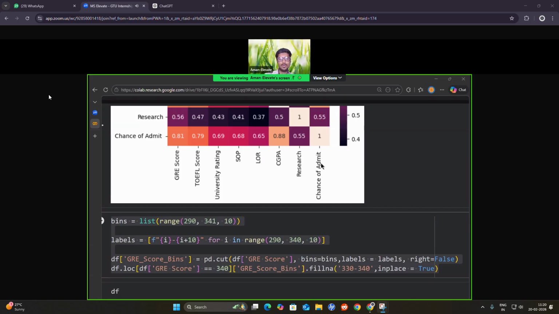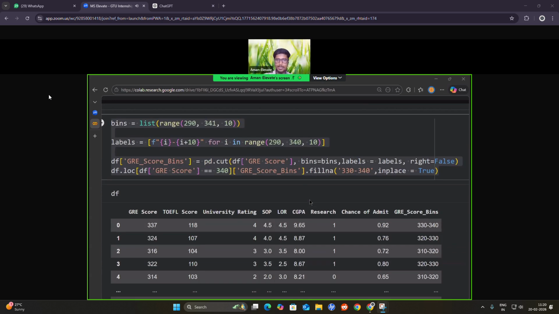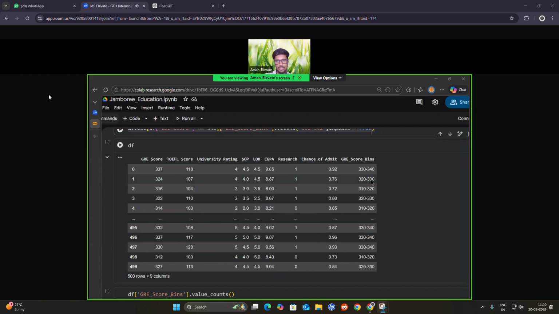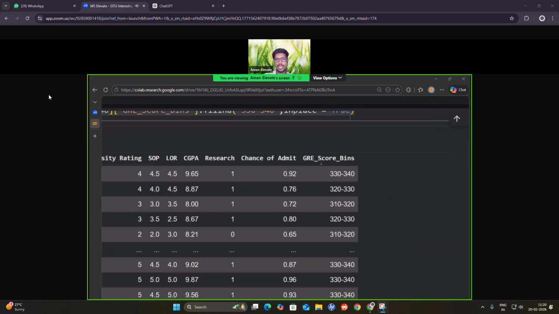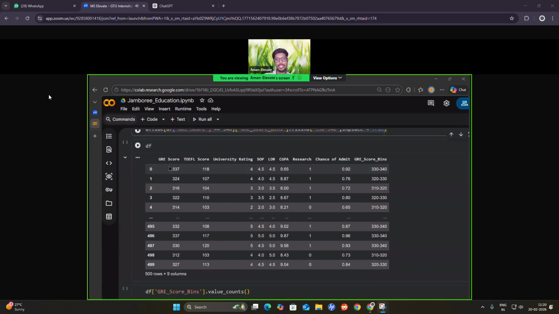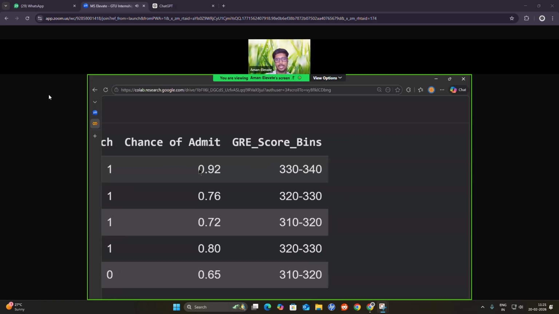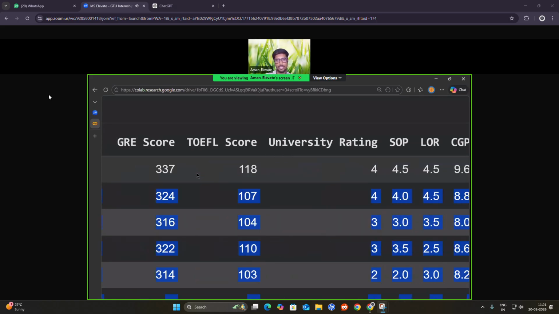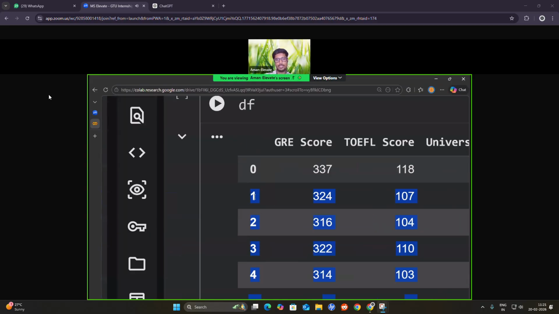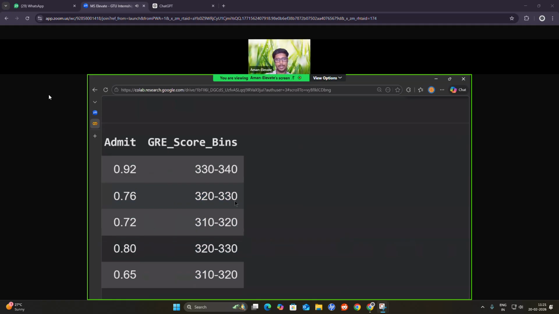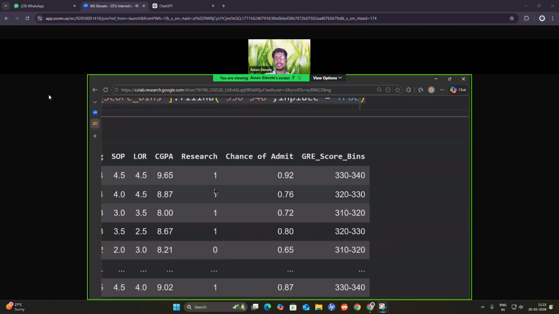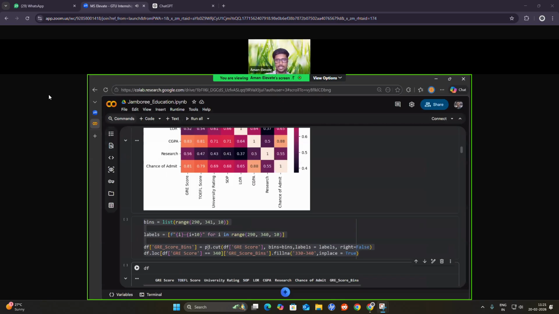Basically, what we are doing is creating bins to better understand the scenario. We have created GRE score bins. In which category does this GRE score fall? This score is 337, so the bin is 330 to 340. The GRE score is 324, so the bin is 320 to 330. We have just created the bins.